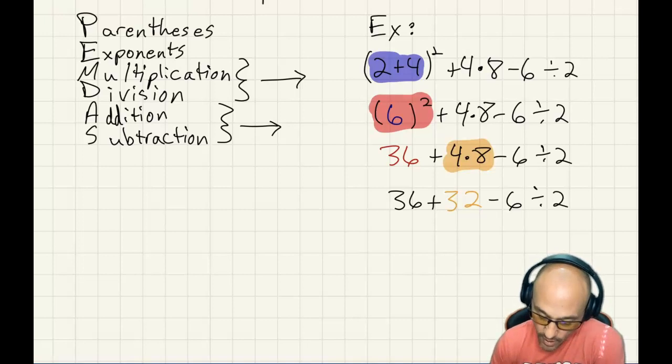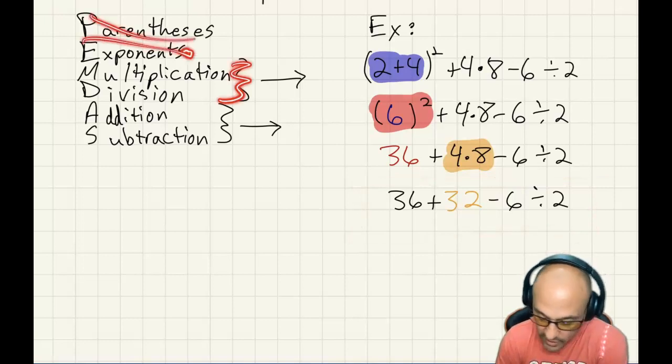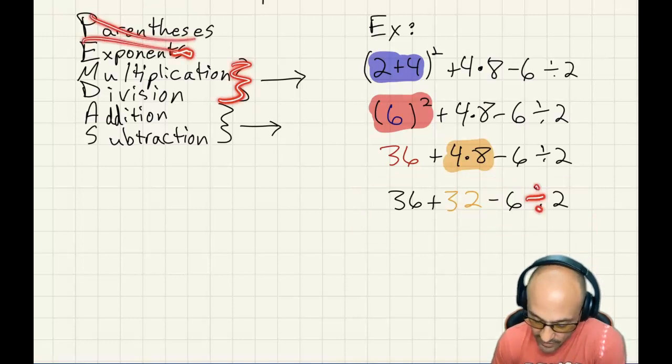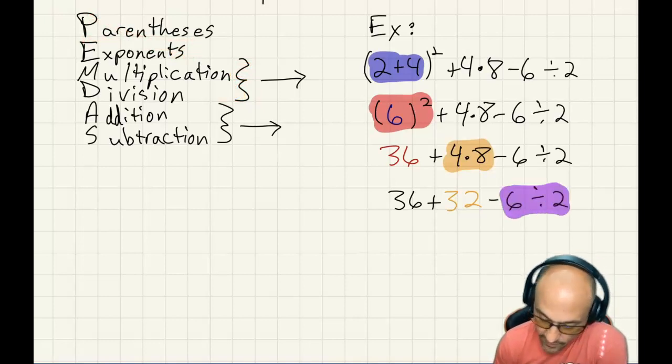So now we say, all right, well, is there any more multiplication or division? Because we already said there's no parentheses, no exponents. We still have this division right here. So that's going to be the next step in our process. 6 divided by 2 is, rewrite everything, 6 divided by 2 is 3.